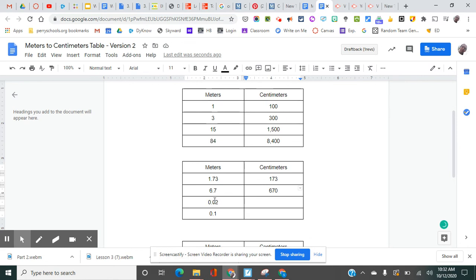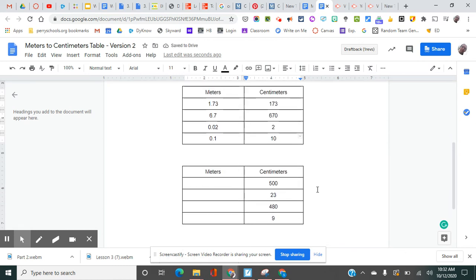All right, look at this. Meters, 0.02. 2 hundredths. How many centimeters would that be? Only two, right? Think about a dollar sign there. That's two pennies. 2 centimeters. What about this? Don't say one. Don't say one. 10, right? 10, because this is in the tenths place.